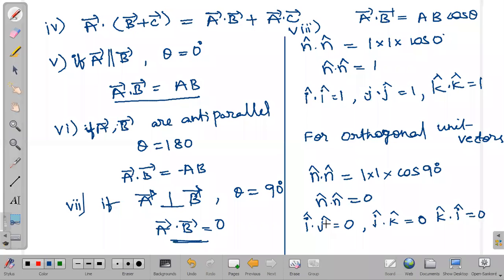So anyhow, i cap dot j cap or j cap dot i cap, two different unit vectors, their multiplication in case of scalar product becomes 0, right? So that is about multiplication of vectors, and we have done with the orthogonal vectors also. If we take multiplication in terms of its components, I'll give you one more property, then I'll go with one example so that the scalar product will be completed, so that we can move to the problem part.